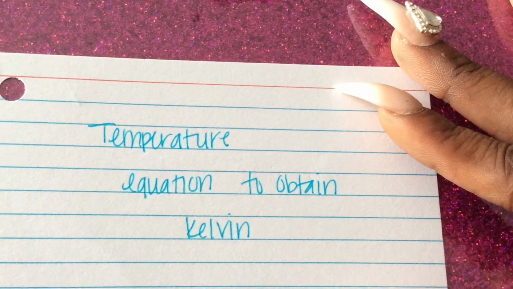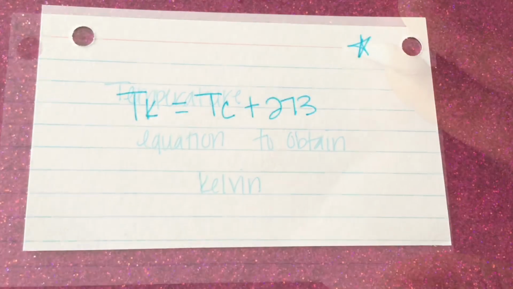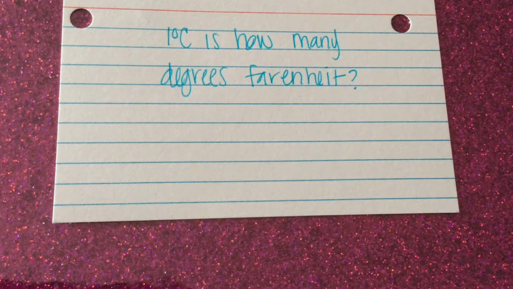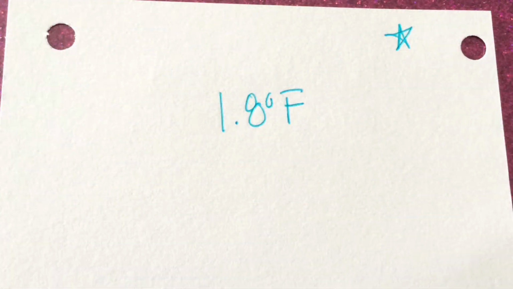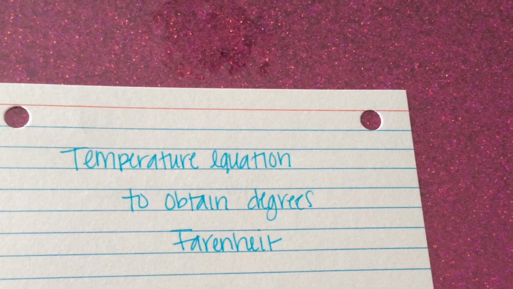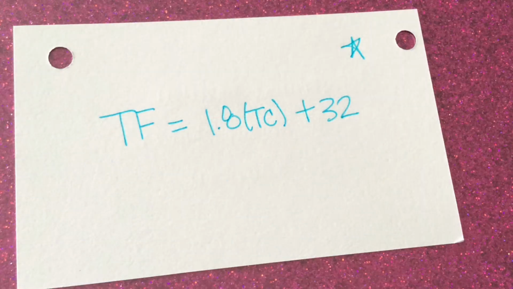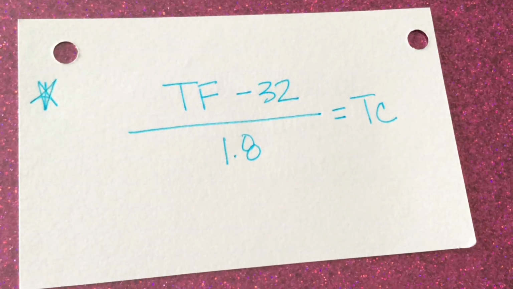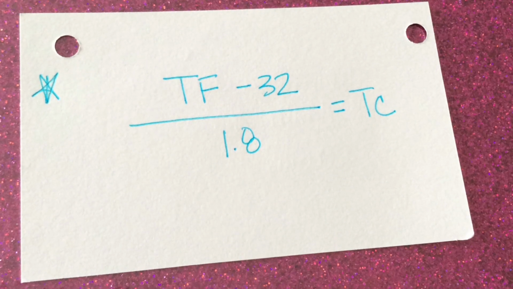Temperature equation to obtain Kelvin. TK equals TC plus 273. 1 degree Celsius is how many degrees Fahrenheit? 1.8 degrees Fahrenheit. Temperature equation to obtain degrees Fahrenheit. TF equals 1.8 times TC plus 32. Temperature equation to obtain degrees Celsius. TF minus 32 over 1.8 equals TC.